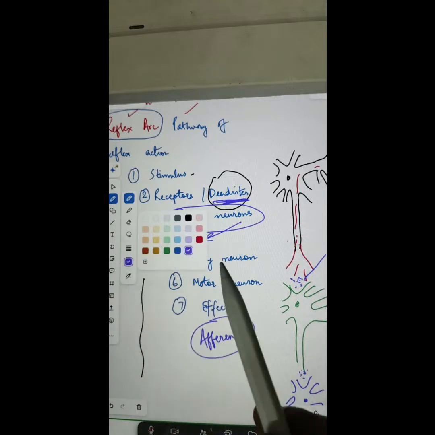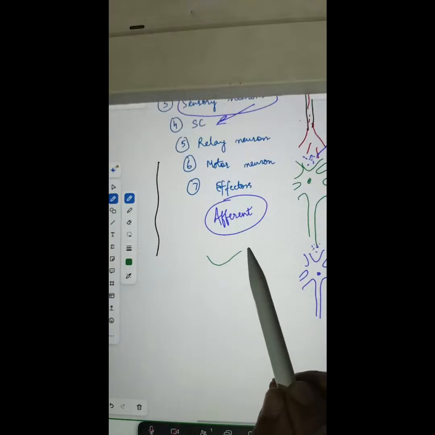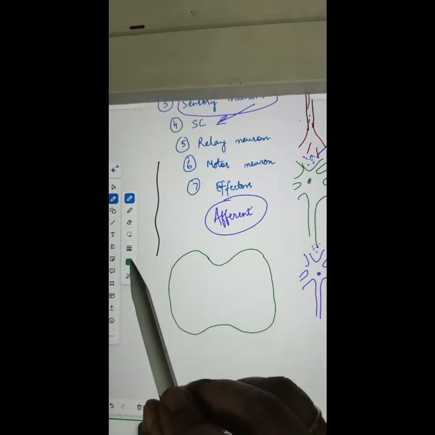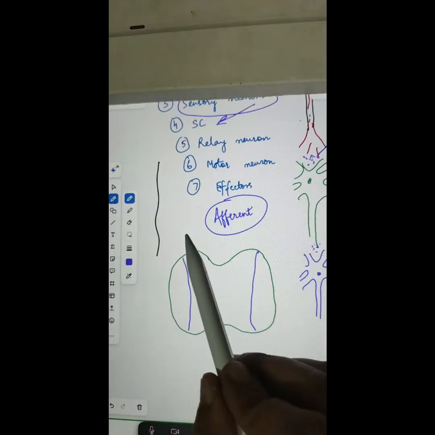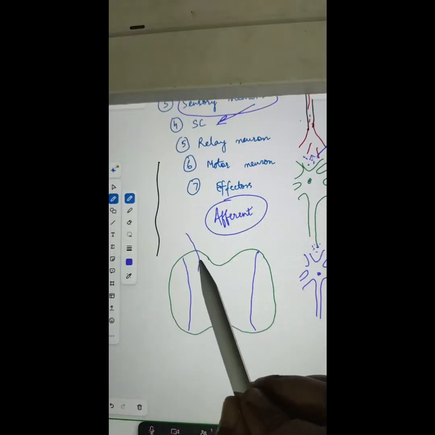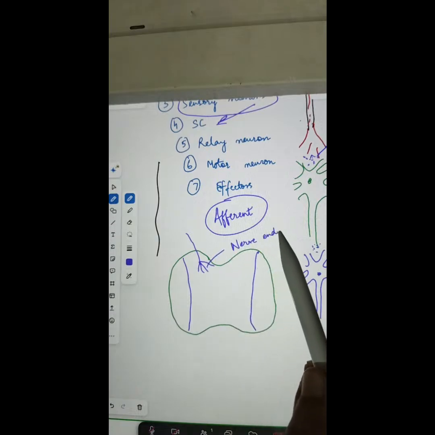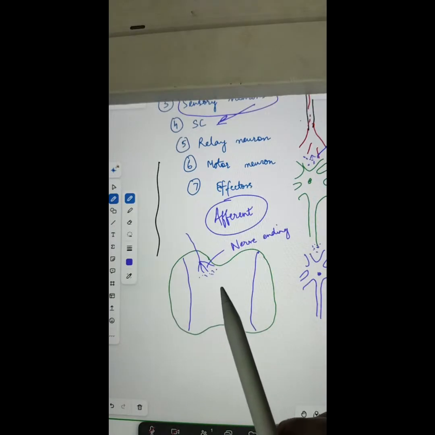Now, our information has reached the spinal cord. Where is the spinal cord located? Spinal cord is located inside the vertebral column. Now, if you cut the transverse section of the spinal cord, it will look like this. And inside, suppose this is the last neuron's nerve ending, right? These are the nerve endings of the last sensory neuron, which has given the information to the spinal cord.